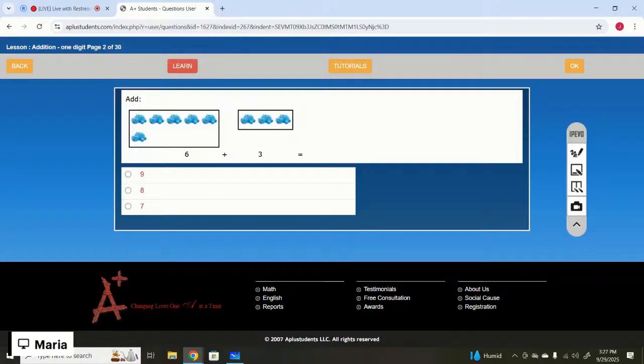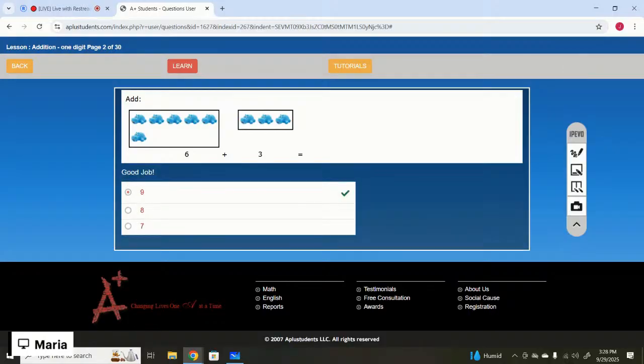Six plus 3. Let's count them together. 1, 2, 3, 4, 5, 6, 7, 8, 9. So 6 plus 3 makes 9. The correct option is 9. Option number 1 is the correct option.